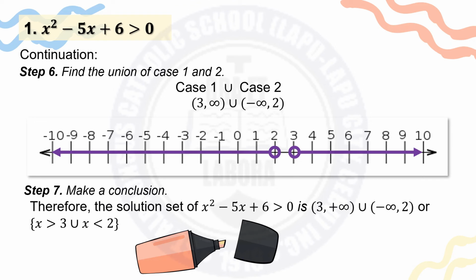Okay, and that makes our conclusion. Therefore, the solution set of x squared minus 5x plus 6 greater than 0 is 3 to infinity union 2 to infinity, or the union of x greater than 3 and x less than 2. Again, the answer is from 3 to infinity and from 2 until negative infinity, excluding 2 and 3.